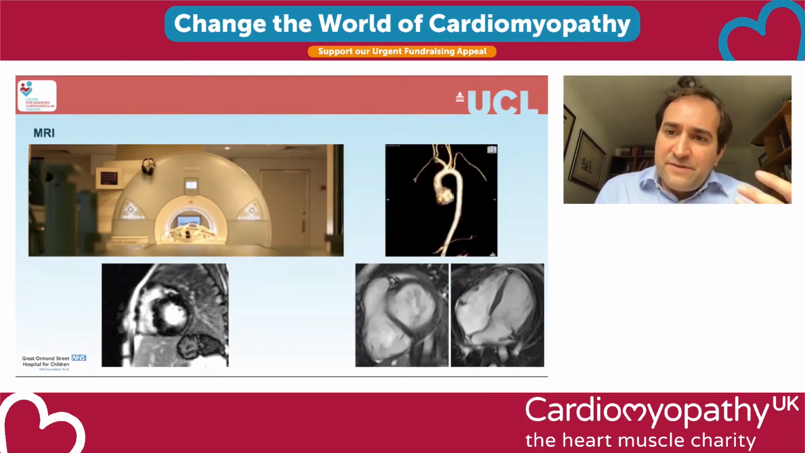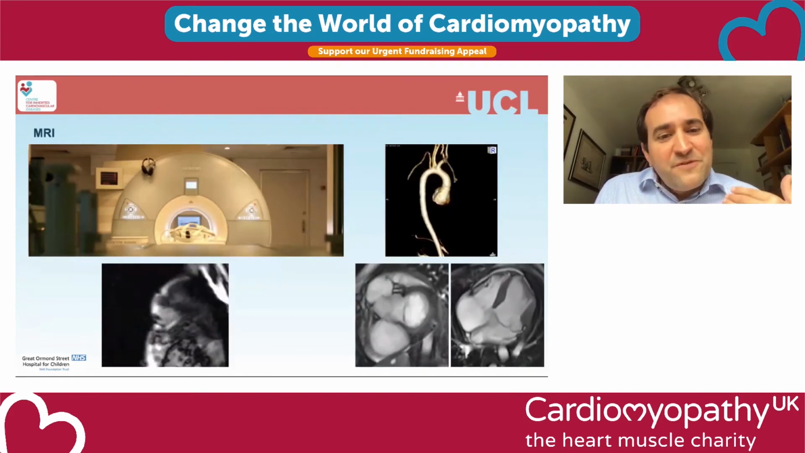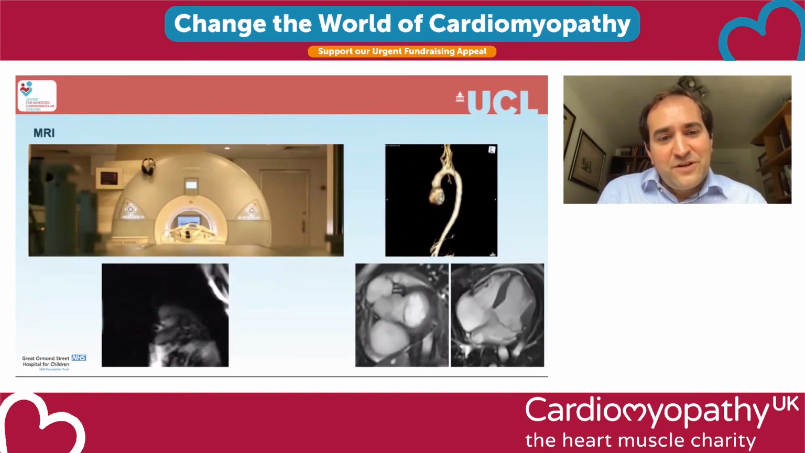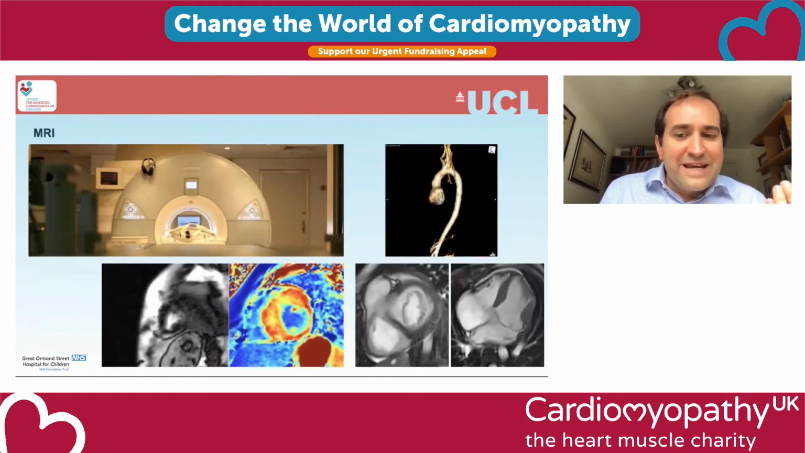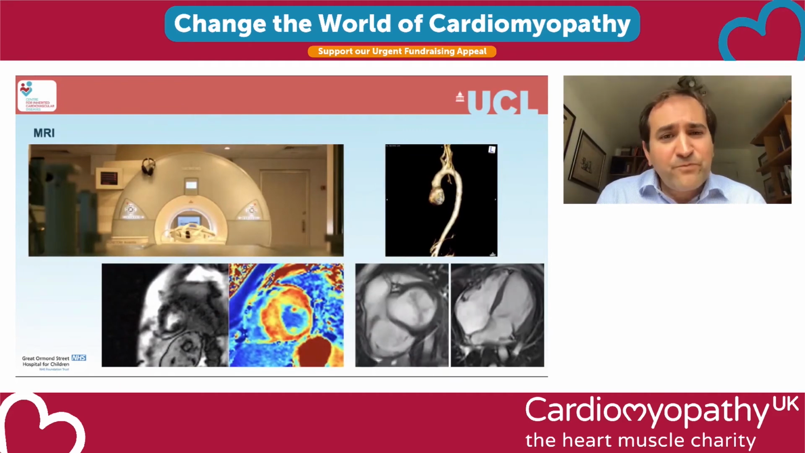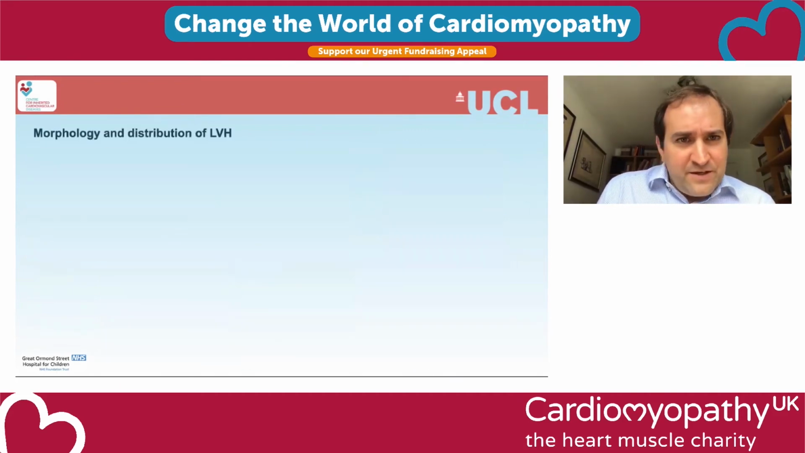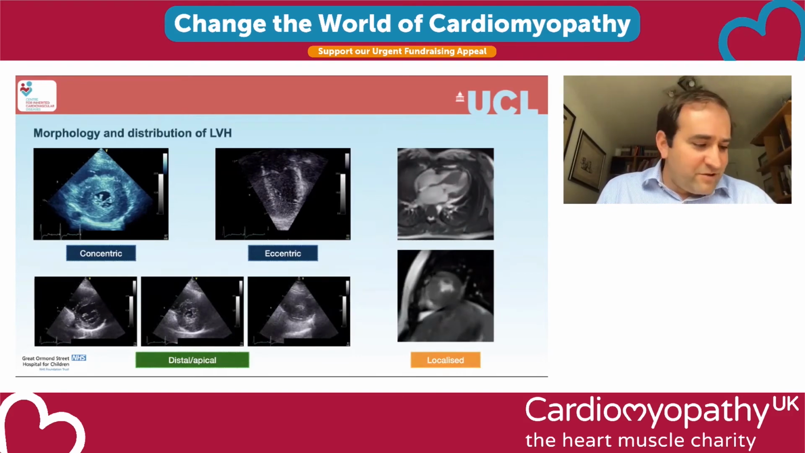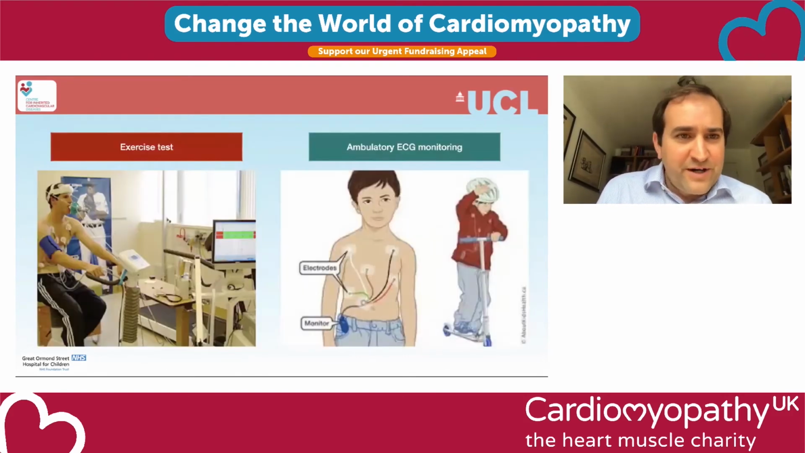And again, this gives us beautiful pictures of the heart, but also gives us a bit of information that we don't get on the echo, and that is that it allows us to look at the heart muscle itself and identify, for example, whether there are any areas of scar tissue or swelling around the muscle of the heart. We don't just look at the structure of the heart, but we actually try to define how the heart muscle looks in itself, and we can do that both with echo and with MRI.